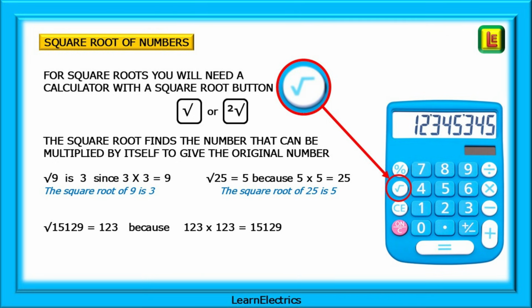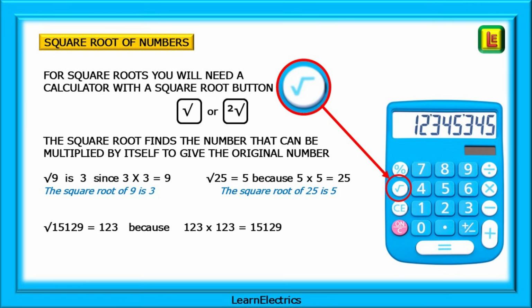Then there is the square root, and you will need a calculator for these. Most cheap, basic calculators will have the square root function on them. Look for the square root button. The square root finds the number that can be multiplied by itself to give the original number. So the square root of 9 is 3, since 3 multiplied by 3 is 9. And the square root of 25 is 5, because 5 times 5 is 25. Look at this number. The square root of 15129 is 123, because 123 multiplied by 123 is 15129.